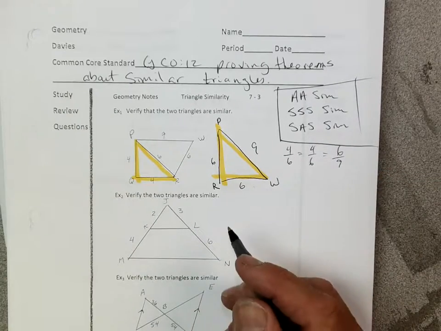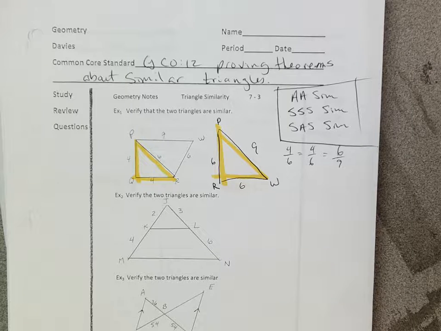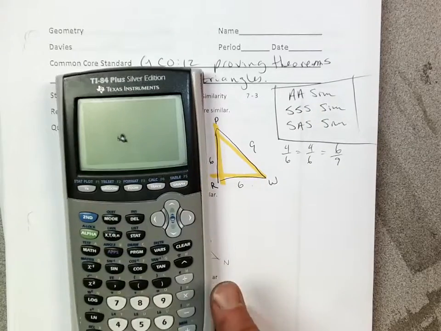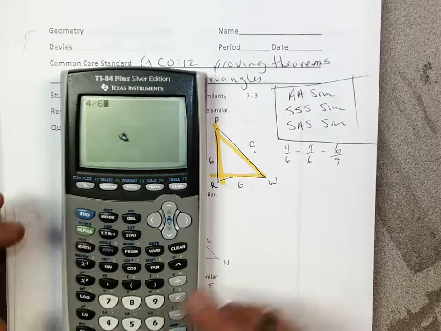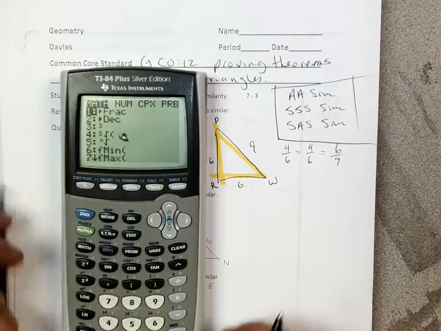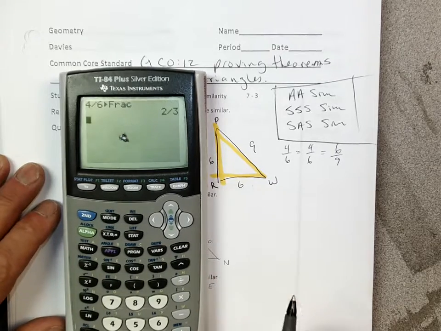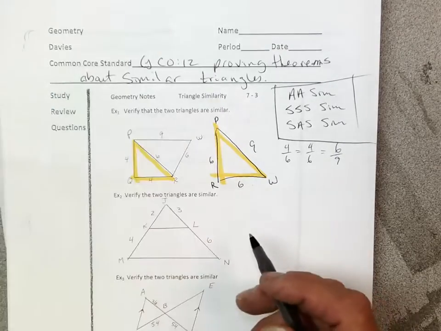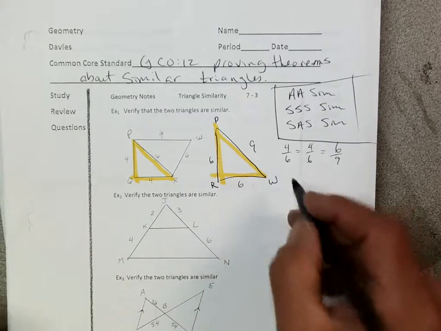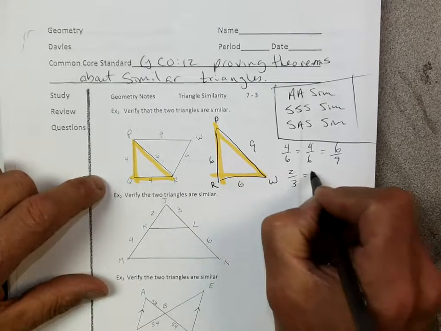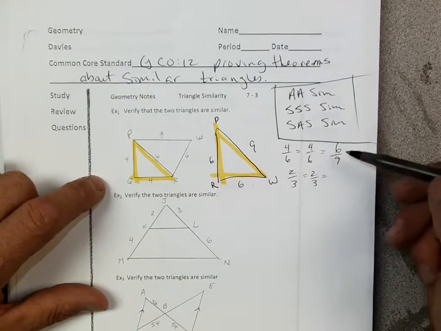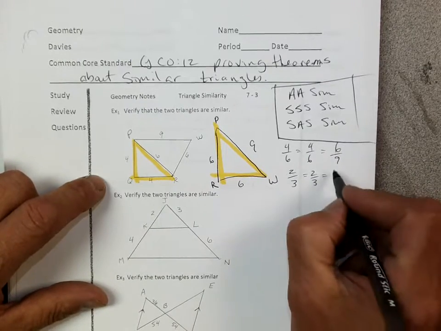Now if I reduce those, and if you don't know how to reduce very well, the calculators will do it. In fact, I'll show you again how the calculators will do the work for you. But I'm hoping you guys can reduce these fractions. I really am. But if you don't know how to reduce fractions, the calculator will do it. If you go 4 divided by 6, go to your math button. There's your fraction button. 2/3. Now hopefully you guys can do that. 2/3, 2/3, and the same thing, divide both by 3 and you get 2/3.